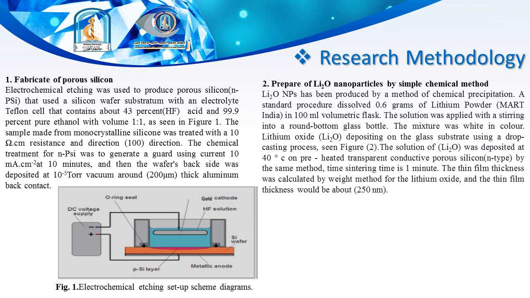Fabrication of porous silicon. Electrochemical etching was used to produce porous silicon. We used a silicon wafer as a substrate with an electrolyte containing about 43% HF acid and absolute pure ethanol with a volume ratio of 1:1, as shown in figure 1.